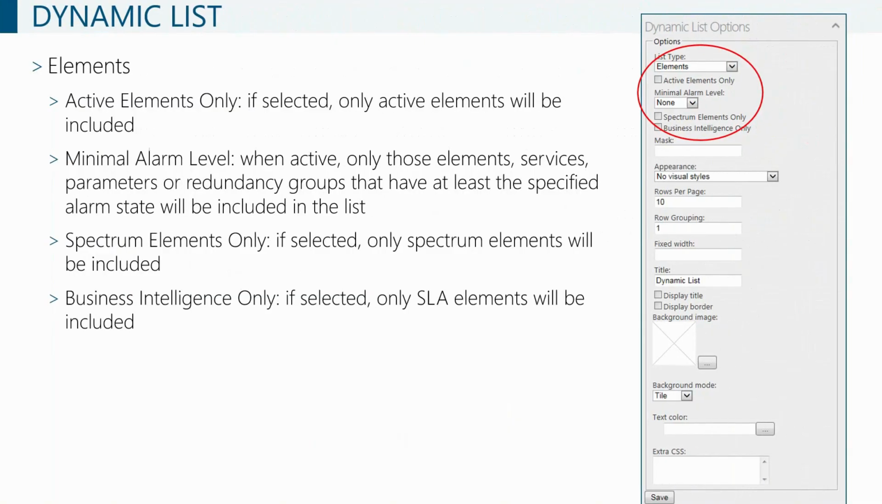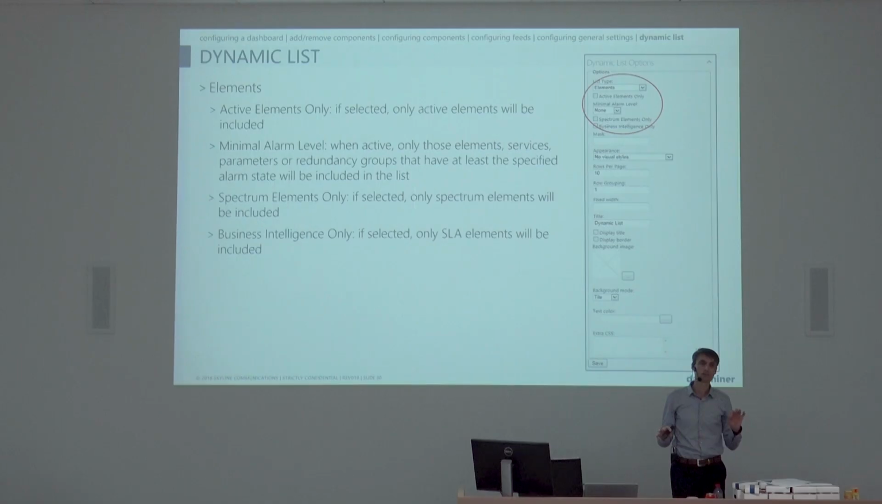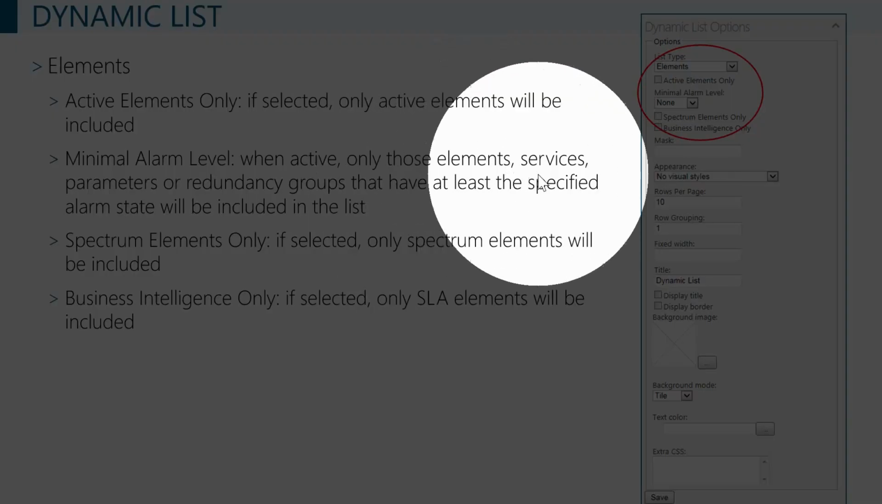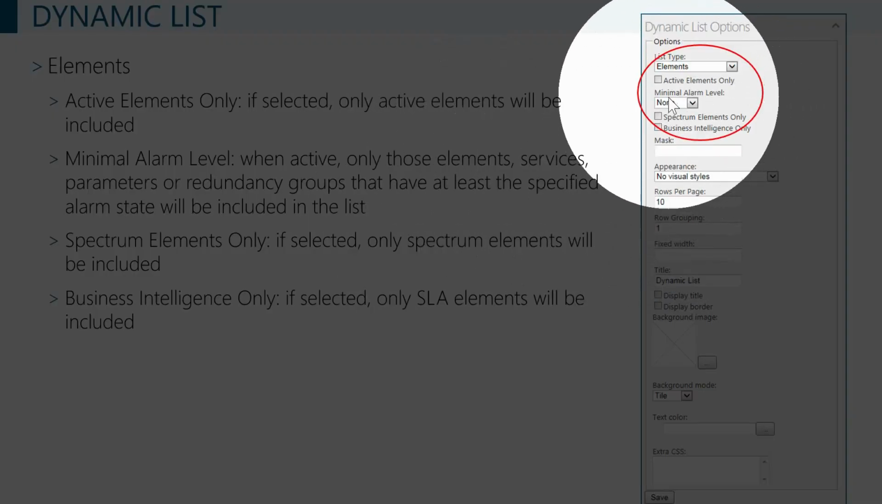Elements is, of course, a very popular one. You have a couple of options: only active elements or a minimum alarm level. That's also interesting, also with the services one, because I'm not interested in the Philips devices that are doing a good job and that are in normal states. I only want to see whenever they pop up an alarm. So the list actually filters on the minimum alarm level, and you could say starting from major and critical, it shows those services, or in this case, elements here. So that minimum alarm level is definitely something which is very useful as well.